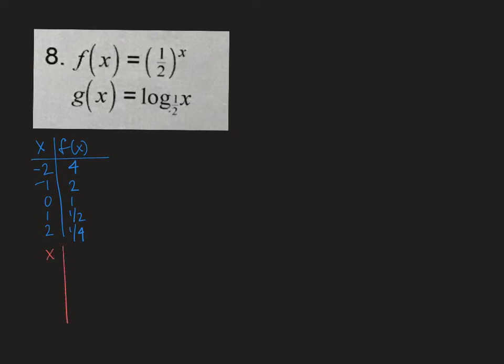And then for our g of x, for our logarithmic function, we're going to end up with 4, negative 2; 2, negative 1; 1, 0; 1/2, 1; and 1/4, 2. So it's just reversing them. And then all we have to do is graph them.